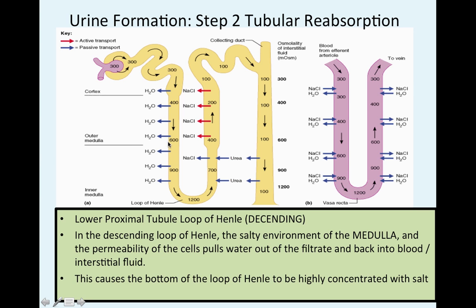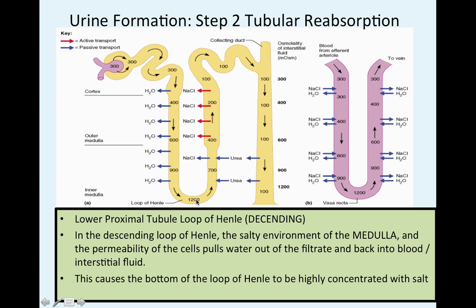So the permeability of the salt of these cells right here is really, really high, and it's just going to pull the water out. Okay. Now, when we pull all this water out, any salt that's left inside here is going to remain. So when we get to the very bottom of the loop of Henle, it is extremely salty down here. So super, super salty down here. Okay. So we're going to go past the bottom loop.